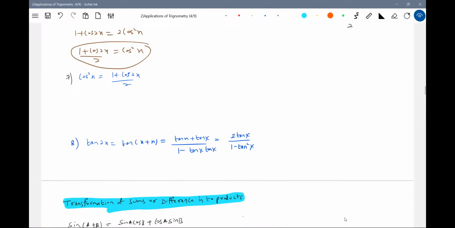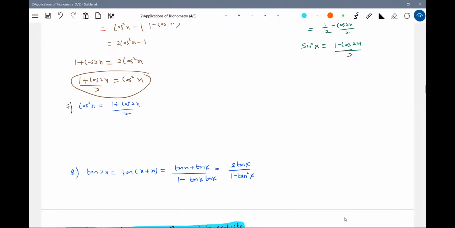Let me go. So now tan 2x. What is the formula for tan 2x? Tan 2x, I can write as tan of x plus x. Then the tan a plus b formula: tan a plus tan b by 1 minus tan a tan b.